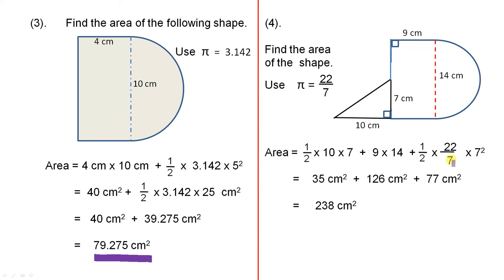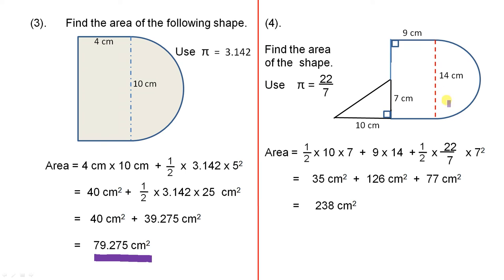We have 2 into 2 goes once, and 2 into 22 goes 11. So that's 11 up there. One of those 7s cancels from here to there, so we're left with a 7. 7 11s are 77. So when we add those three numbers up, we get 238 square centimeters as the area of that composite shape.